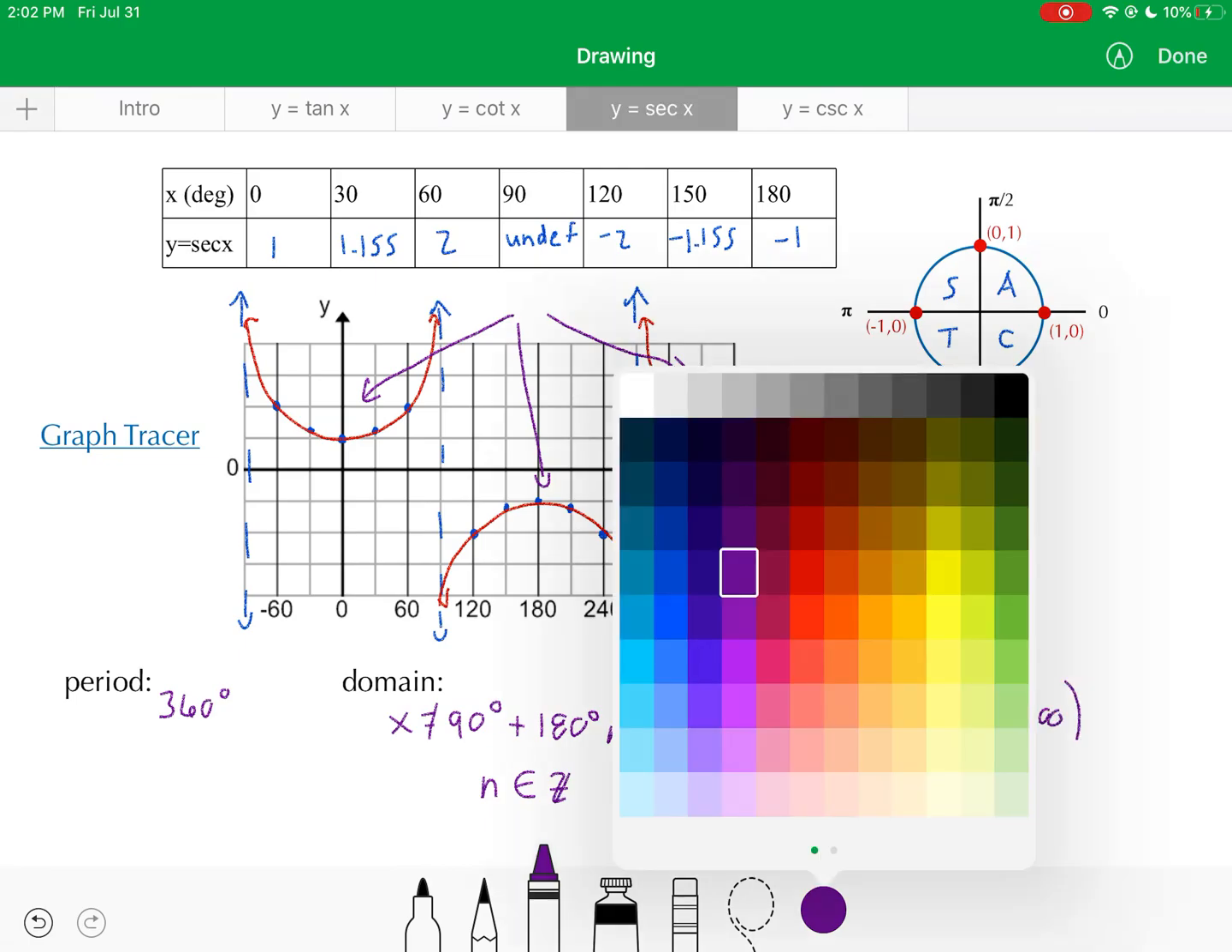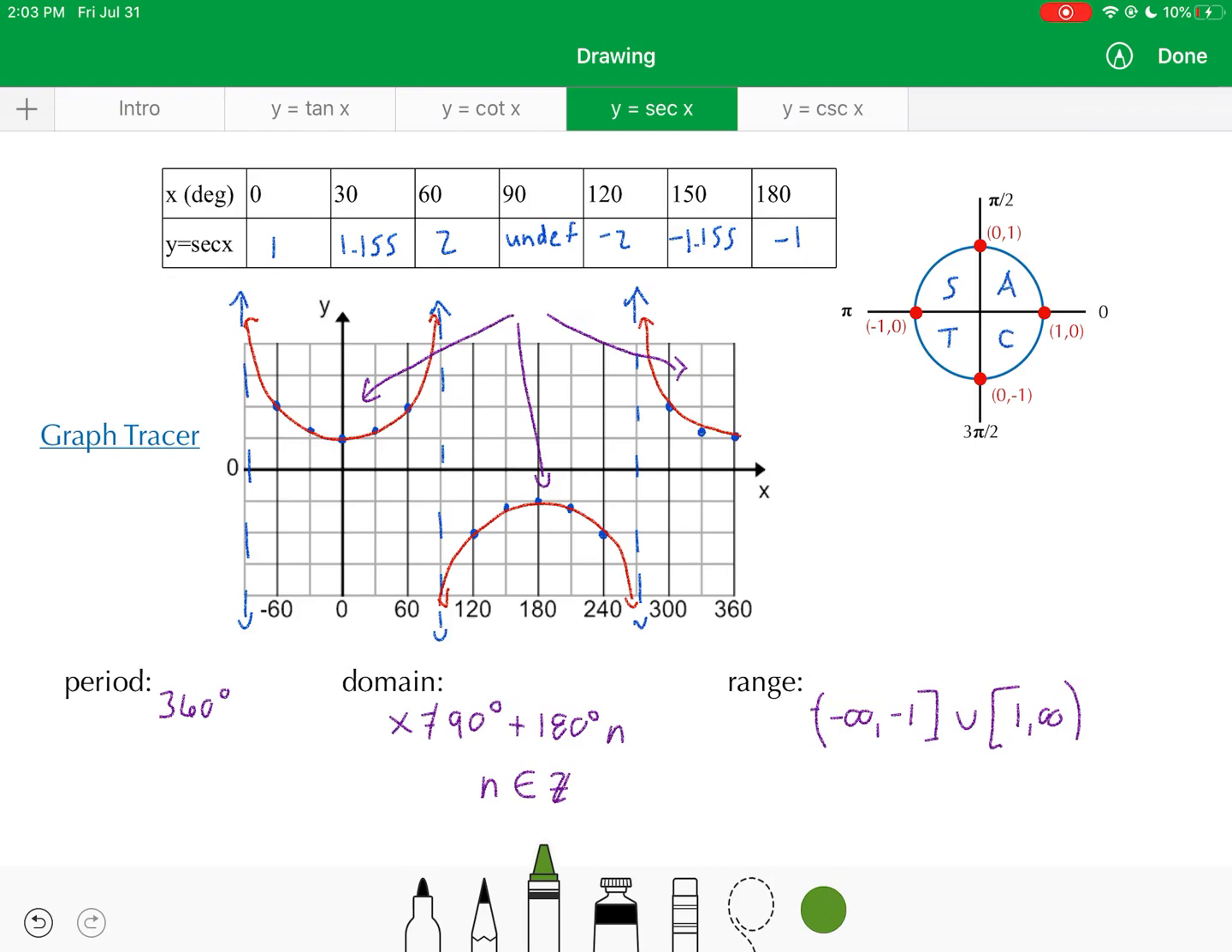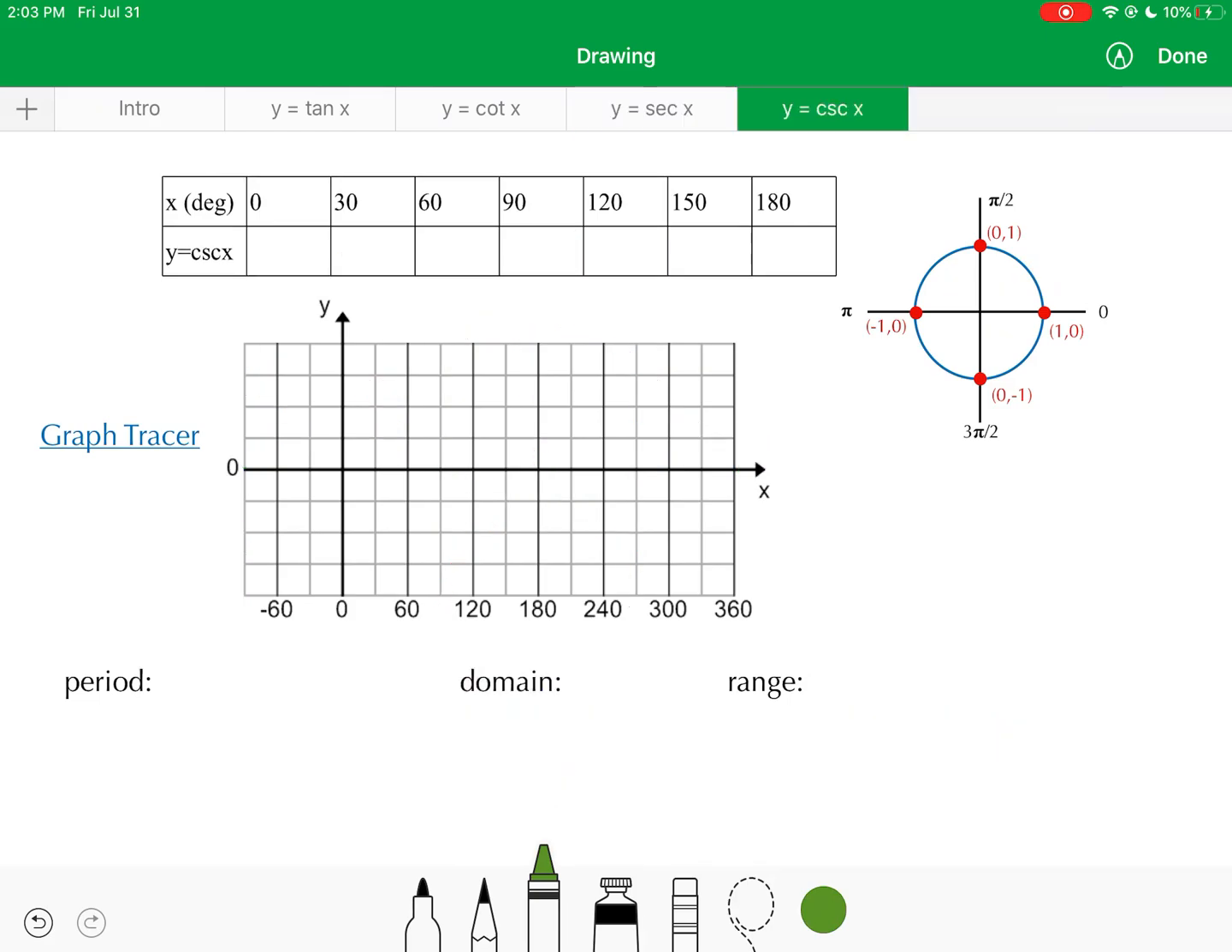Okay. And here's an interesting property of the secant function's graph. Secant is the reciprocal of cosine, right? Well, let's graph the cosine function on this curve. See how it fits quite nicely in between this secant function. Okay. All right, cosecant function is going to look pretty similar.